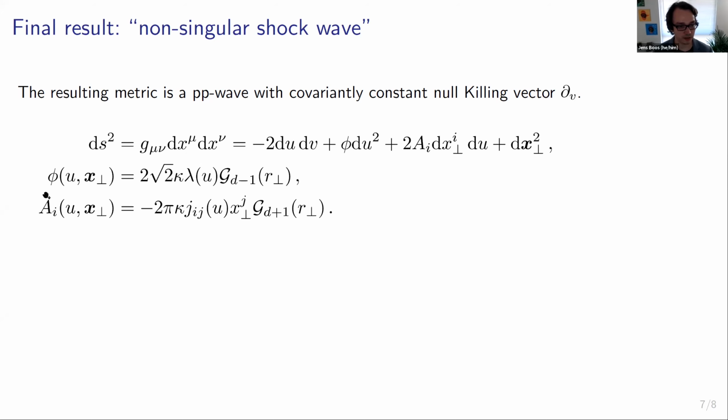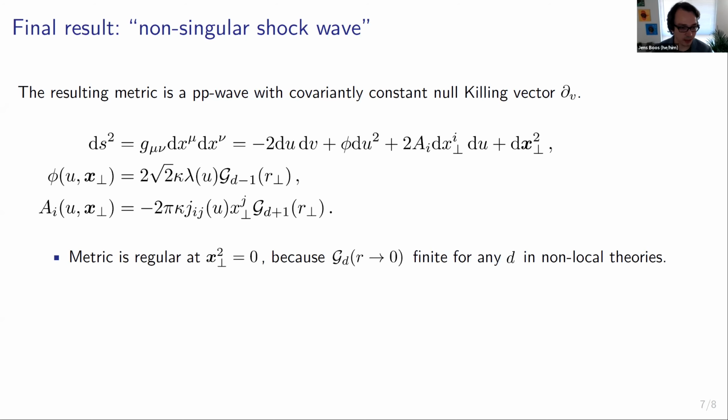These potentials phi and A that are featured in this new metric, notice I don't have bars anymore because they're in this new moving frame, take this particular form. Don't mind these funny looking prefactors, but see that they are given just by these Green functions in d-1 and d+1 dimensions, multiplied by these functions lambda of u and J_ij of u, which are how the mass density and the angular momentum density look in that ultra-relativistic null frame in the end.